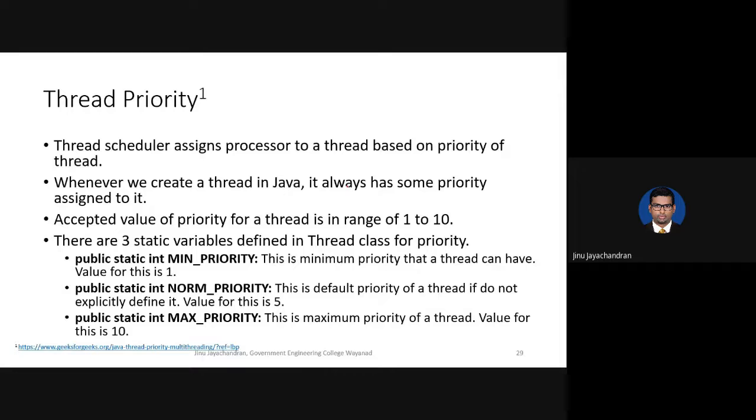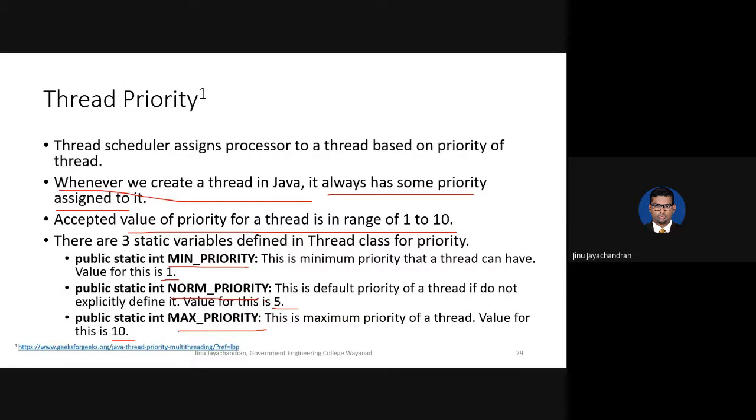Now, apart from that, there is something called a thread priority. What should be the criteria for the operating system to put a thread into the running state? Whenever we create a thread in Java, it always has some priority assigned to it. The value assigned to priority is between 1 and 10. Minimum priority means the value is 1. Normal priority value is 5. Maximum priority value is 10.